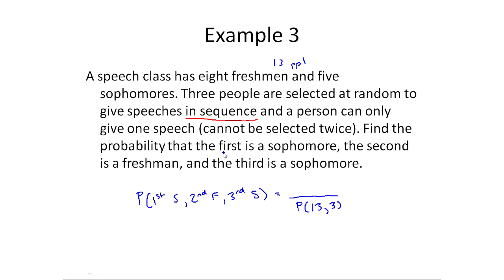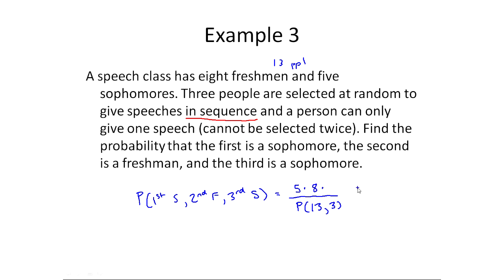Well, think about the multiplication rule. We would first think, how many sophomores are there to fill that first slot? Well, there are 5. So there's 5 ways I could fill that first slot. And so now we think about the second slot. The second is a freshman. Well, we haven't chosen a freshman yet, so there's 8 freshmen we could pick from.